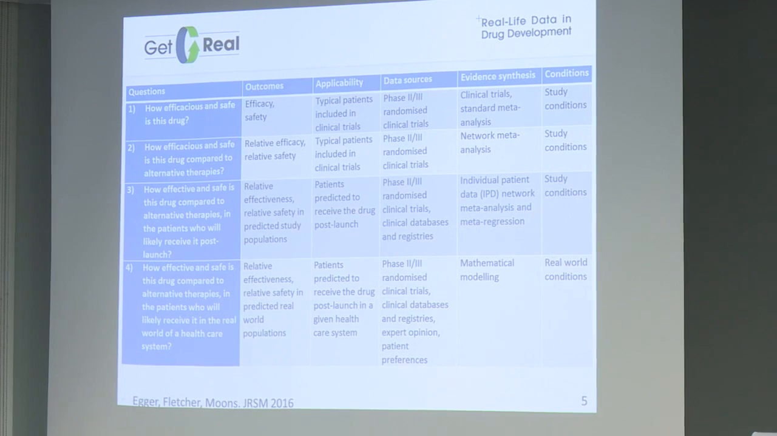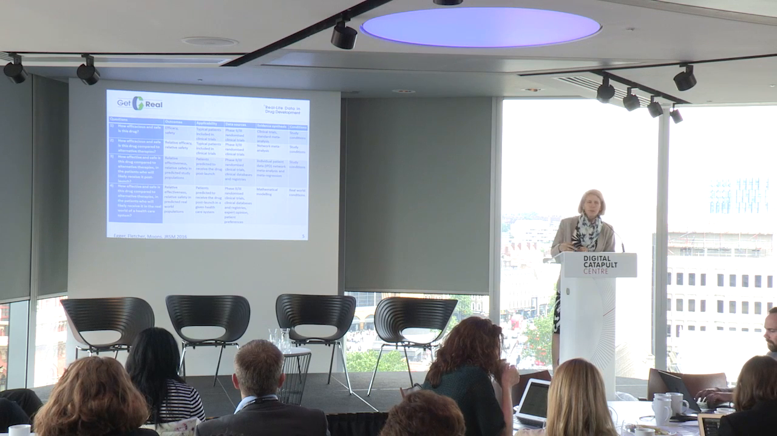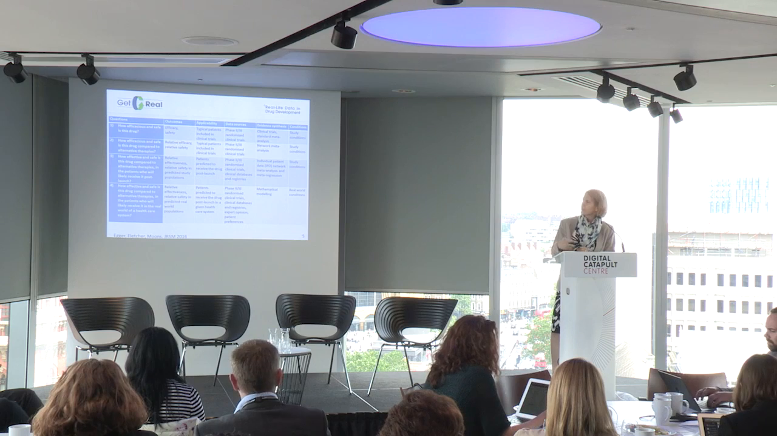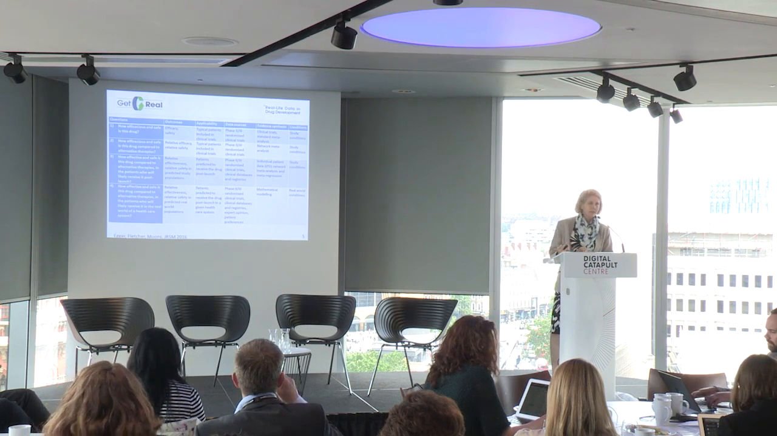Again, we're looking at patients in clinical trials. And again, this is where you're getting the indirect comparisons, the network meta-analysis techniques coming through. But again, they're based on study conditions, which might not be the question of interest. And then we want to ask, well, how efficacious will the product be in patients who are likely to receive it? So that's the third question. So we're looking at the relative effectiveness in the predicted patients likely to receive the product.